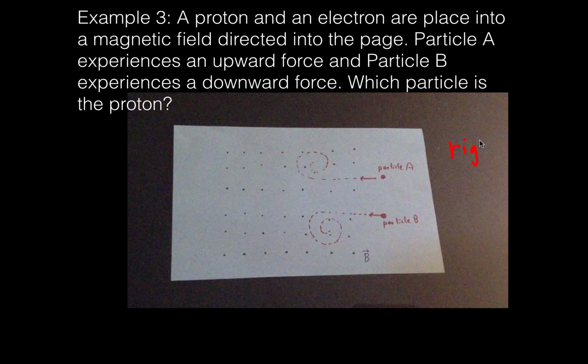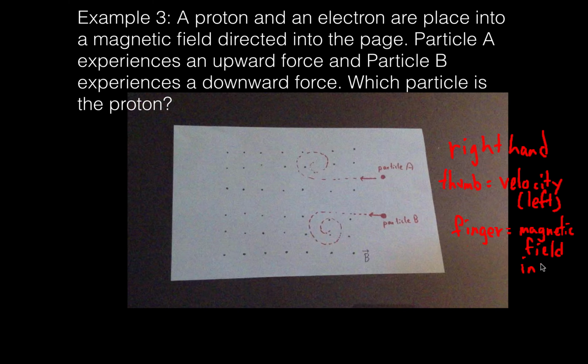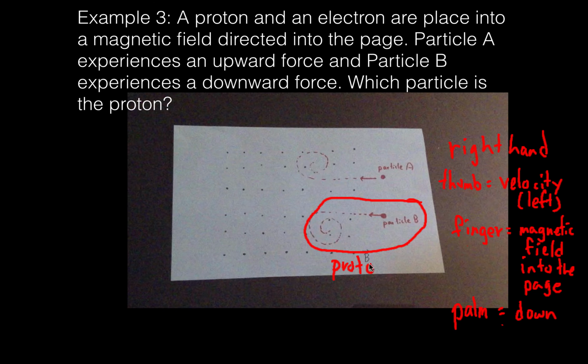So with our right hand, when we point our thumb in the direction of the particle's velocity, which is to the left, our fingers in the direction of the magnetic field, which is into the page, the palm of our hand ends up pointing downward, which tells us particle B is the proton.